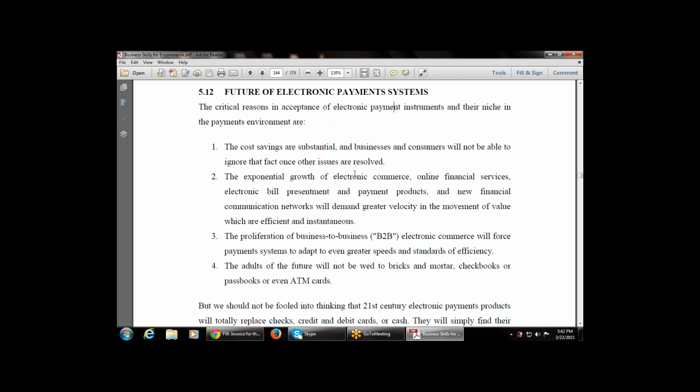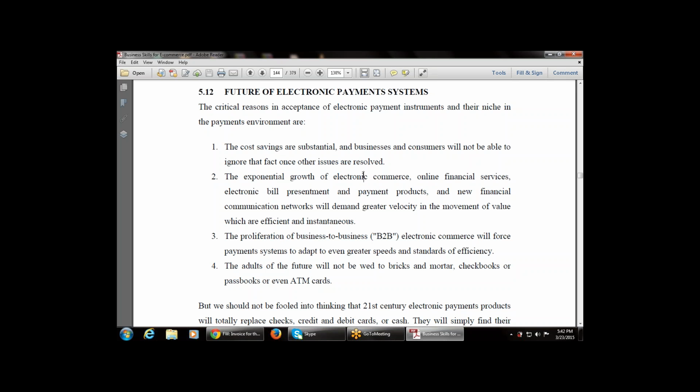The cost savings are substantial, and businesses and consumers will not be able to ignore that fact once other issues are resolved. The exponential growth of e-commerce also drives the e-payment system. In future, cost saving is also one of the reasons why we are using the e-payment system, and financial services like electronic bill payment, because everything is nowadays online. So we have to make the payment online also.